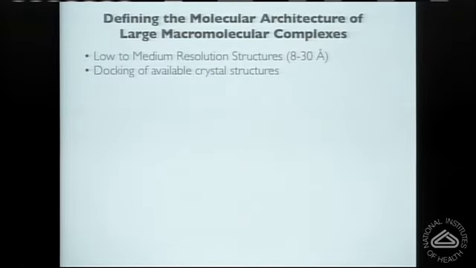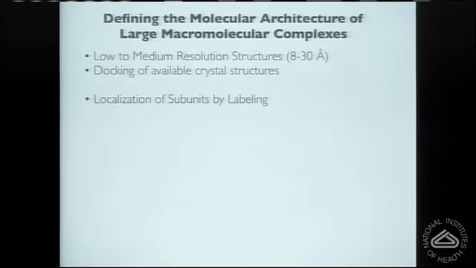In some cases, this is fairly trivial and easy. In others, we need a hint of where those subunits are to begin with to be able to place these pieces of the puzzle into the density. So localization of subunits by labeling will be a good thing to do, both if you have crystal structures or if you don't have them, just to basically map out the organization of the complex at this resolution.